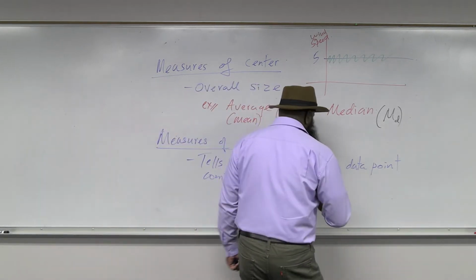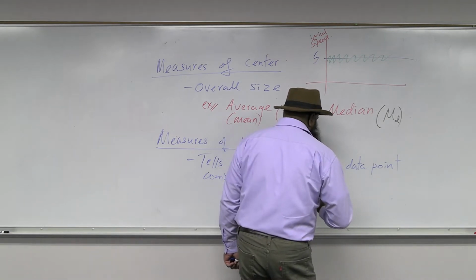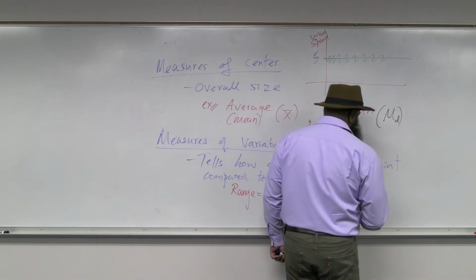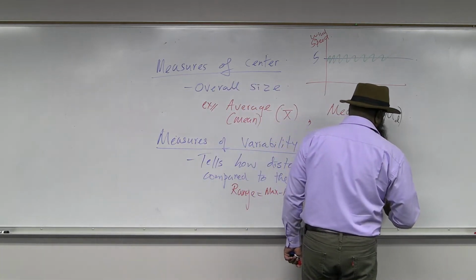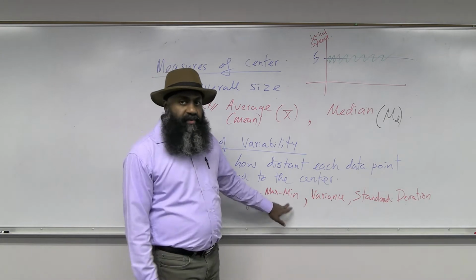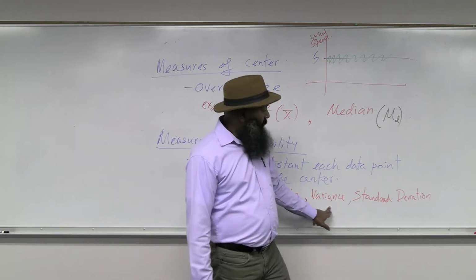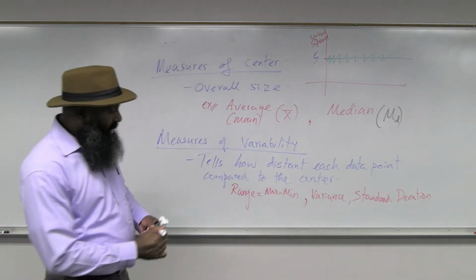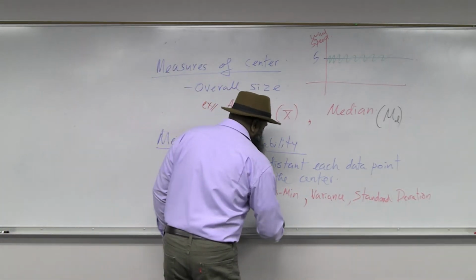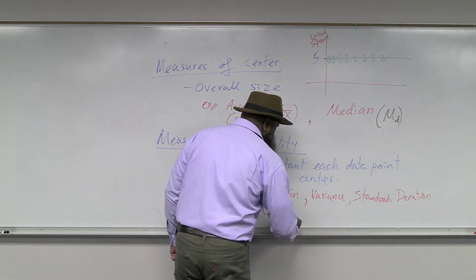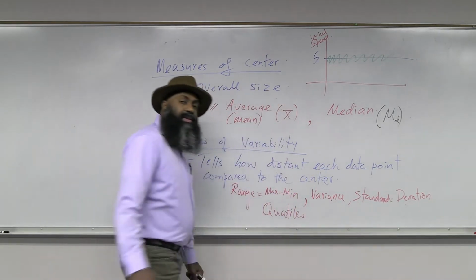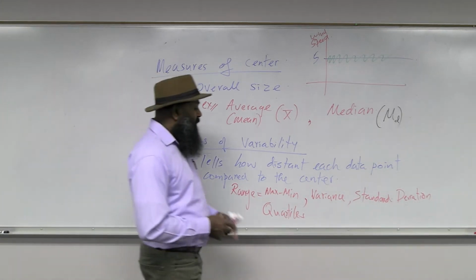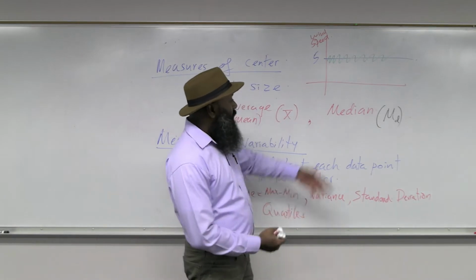So other measures are the variance and standard deviation. So range is one measure of variability, and variance is one measure of variability, and standard deviation is another measure of variability. And there are some others, such as the quartiles. The first quartile, second quartile, the third quartile, and so on. So the quartiles are also classified as measures of variability. And in the future, you will see second quartile is also equal to the median.